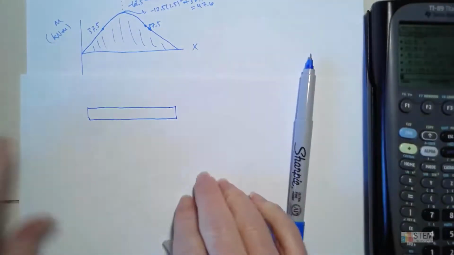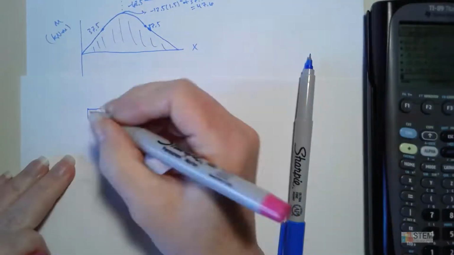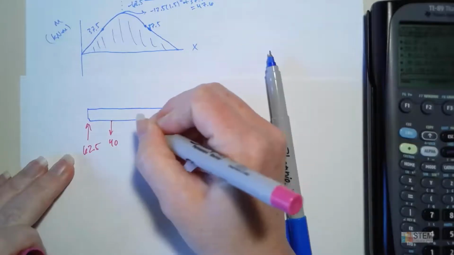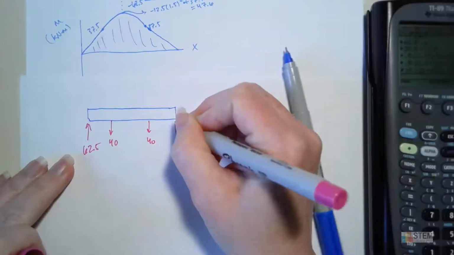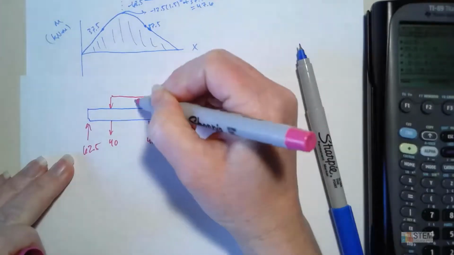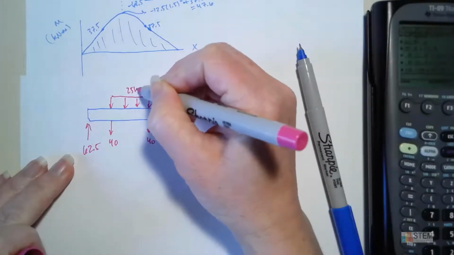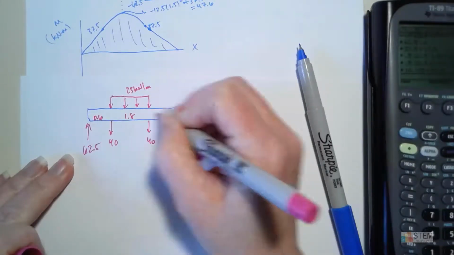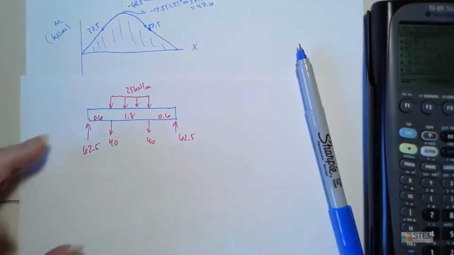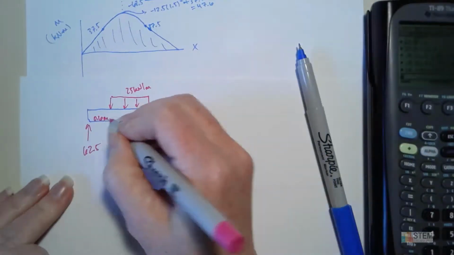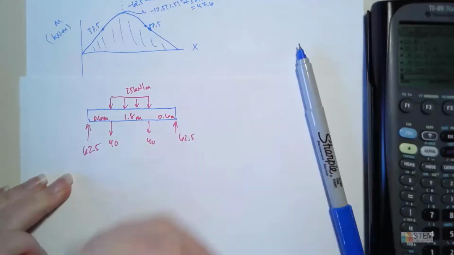All right, so we had that, and then we have the 62.5, we got 40, and then 62.5 again. And then now we can put the distributed load up here on the top. And we need these distances, so let's put those. Okay, so now we've got those distances, and we're ready to go.